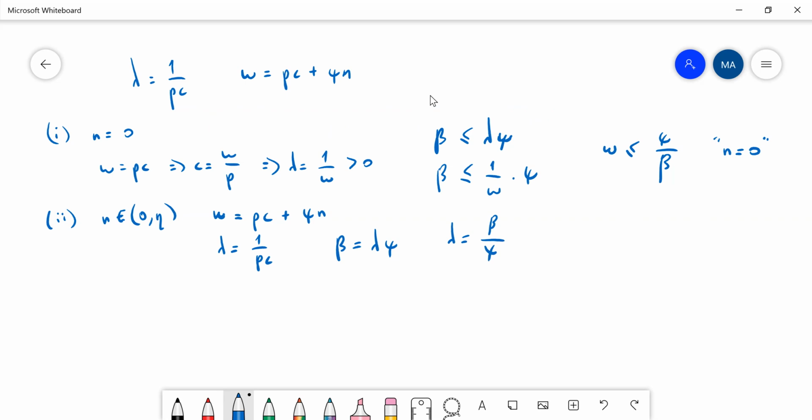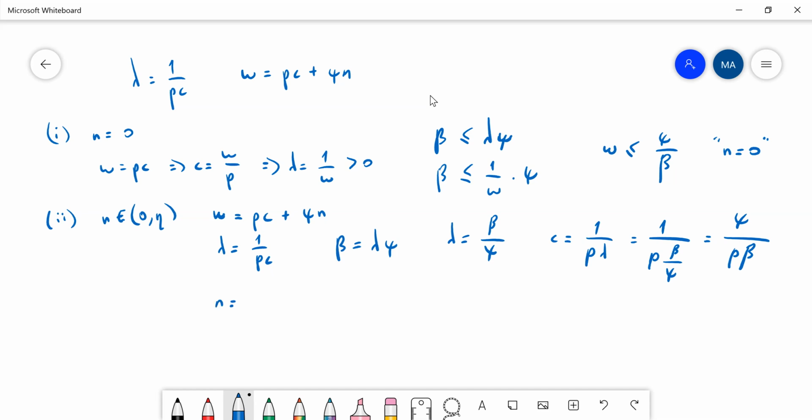Okay, knowing lambda, c is equal to 1 over P lambda. So c is equal to 1 over P times beta over psi, okay? In other words, it is psi divided by P beta.